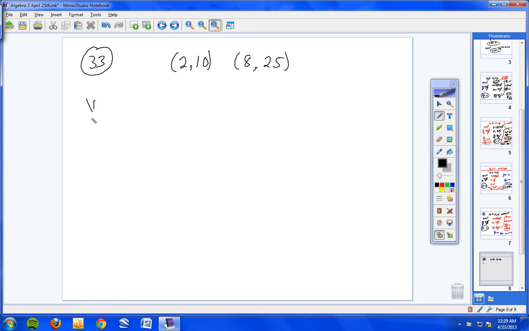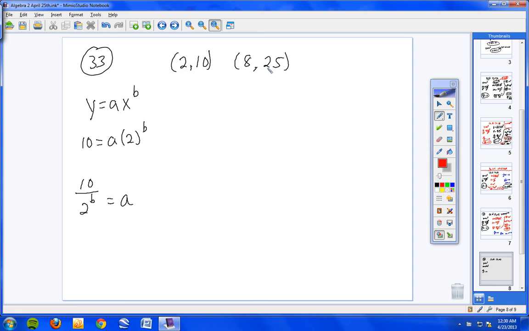Okay, so our power model is y equals ax to the b. So where the y is, I will substitute a 10. Where the x is, I will substitute a 2. Bring down my b. Let's divide both sides by 2 to the b power. So 10 over 2 to the b power equals a. So we're good there.